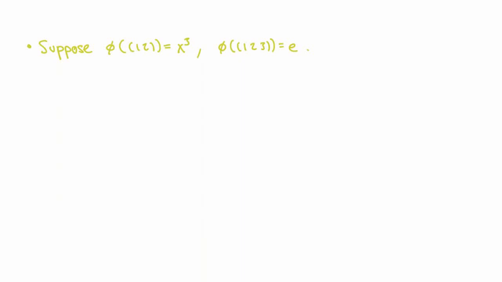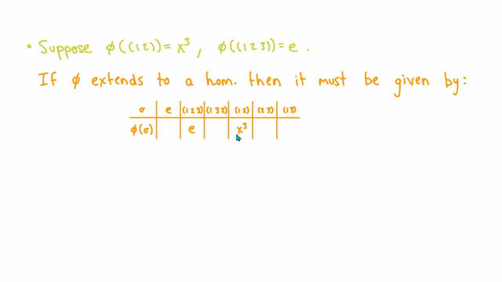Next, let's think about whether or not the map phi, which sends (1 2) to x cubed and (1 2 3) to the identity, extends to a homomorphism from S3 to C6. So let's first of all try to do a little bit of scratch work to decide, if this map were a homomorphism, where it would have to send the remaining elements of S3. Of course, any homomorphism would have to send the identity to the identity. And now, in order to figure out where such a homomorphism would send (1 3 2), (2 3), and (1 3), we need to figure out how to write those elements as products of the elements in our generating set.